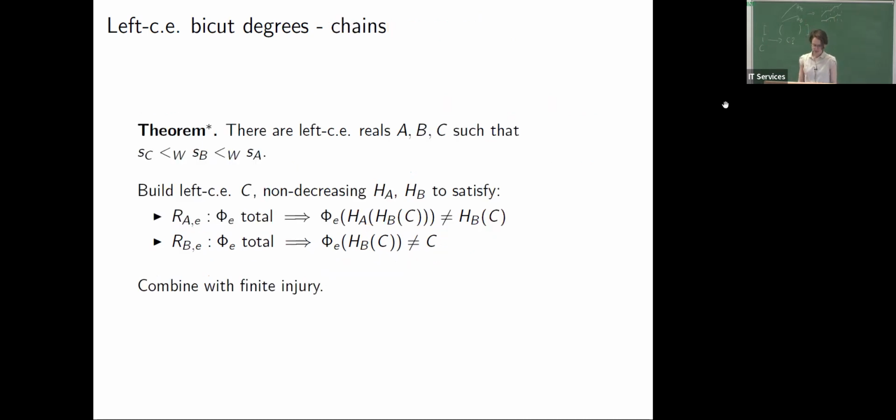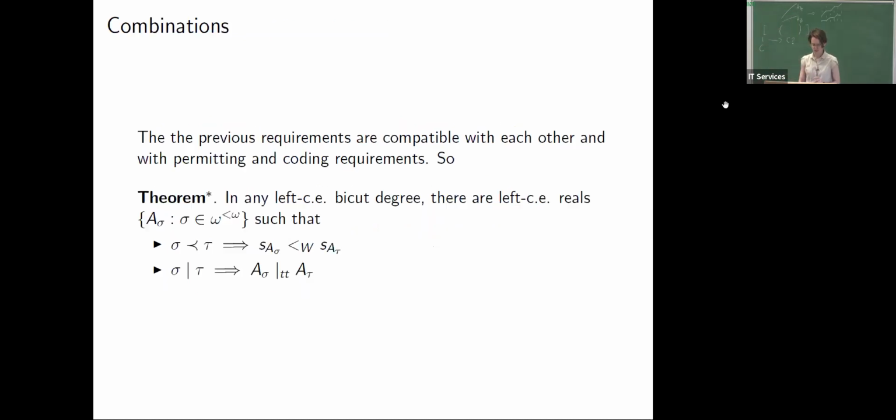You can do the same thing with some similar requirements to build strictly increasing chains. If you say I'm going to build C, and then there's going to be an HB to make B, and then an HA from that to make A, you can write down similar requirements and satisfy them. You can combine that with finite injury. It turns out that these requirements, the ones from the previous part, and also coding requirements and permitting all play nicely together.